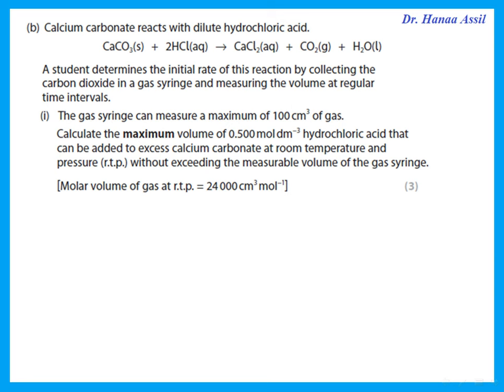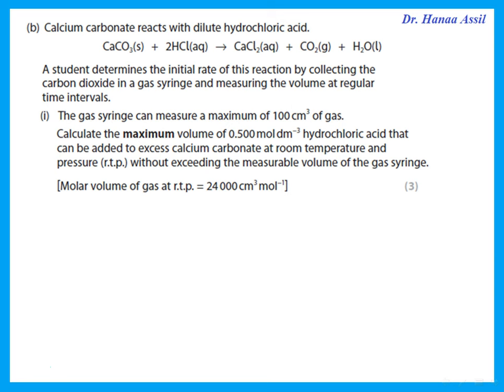Calcium carbonate reacts with dilute hydrochloric acid. A student determines the initial rate of this reaction by collecting the carbon dioxide in a gas syringe and measuring the volume at regular time intervals. The gas syringe can measure a maximum of 100 centimeter cubed. Calculate the maximum volume of 0.5 mole per decimeter cubed hydrochloric acid that can be added to excess calcium carbonate without exceeding the measurable volume of the gas syringe.